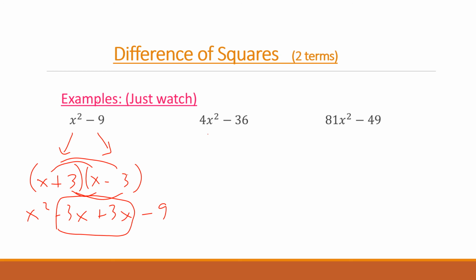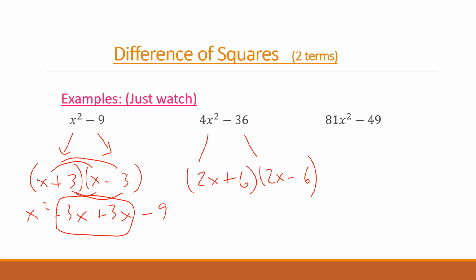So right here I have two perfect squares. The square root of 4x squared is 2x, and the square root of 36 is 6. So we just leave it like that.